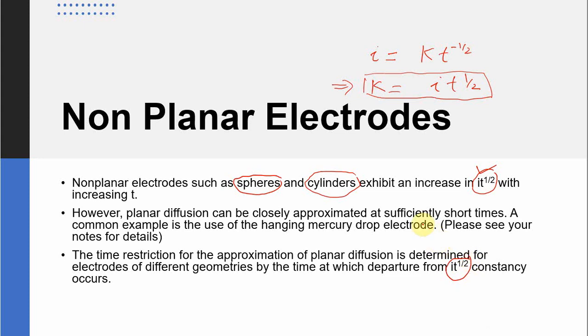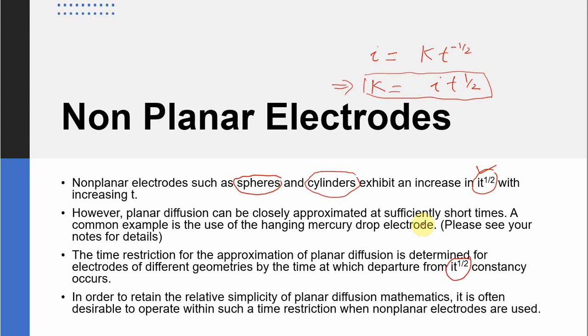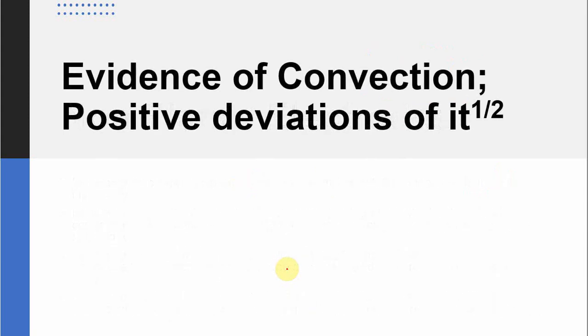So we already said that in order to retain the relative simplicity of planar diffusion mathematics, it is desirable that the time should be restricted and should be measured beforehand. That is, if you already know at what point it starts to deviate, you can actually design the experiment accordingly for non-planar electrodes like HMDE.